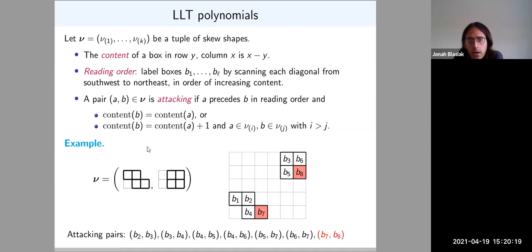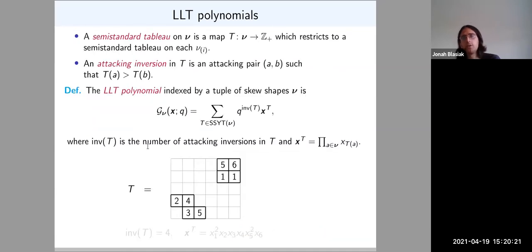Okay, and now we can define the LLT polynomial. This is just like the combinatorial definition of a Schur function. We sum over all semi-standard fillings of this, in this case, this pair of shapes, so weakly increasing in rows, strictly increasing in columns, but together with this extra statistic, q to the inv. Inv here counts the number of attacking inversions in each tableau.